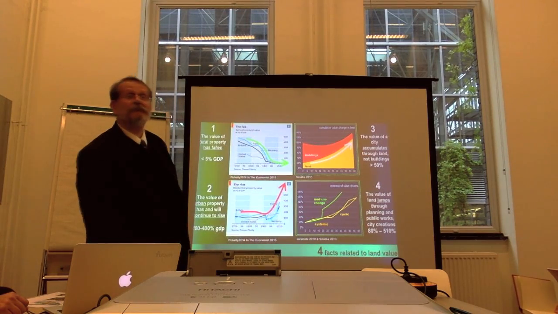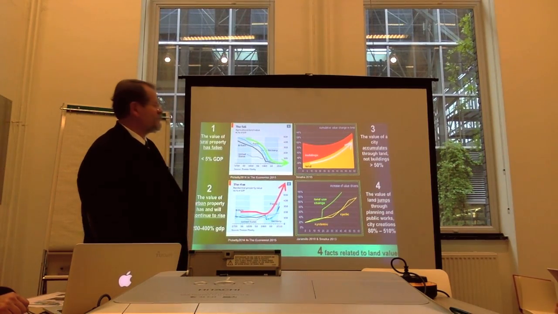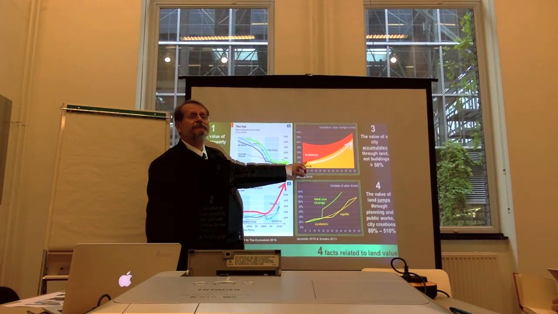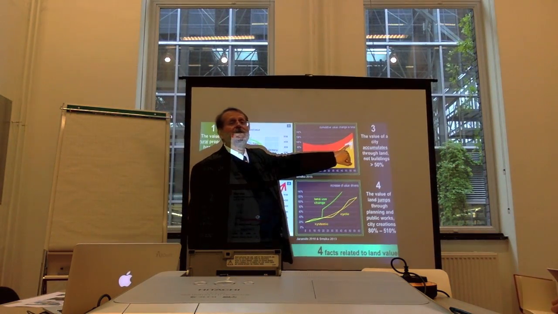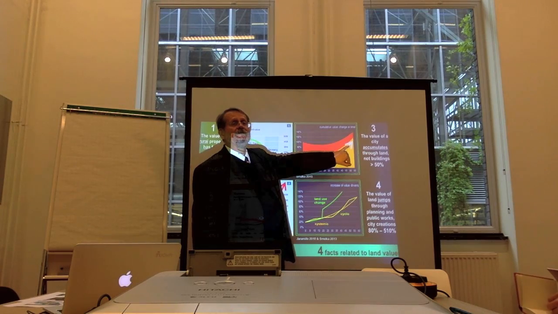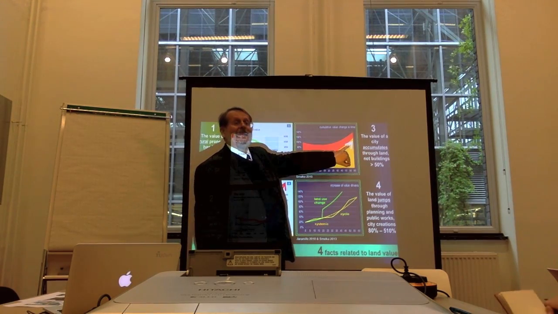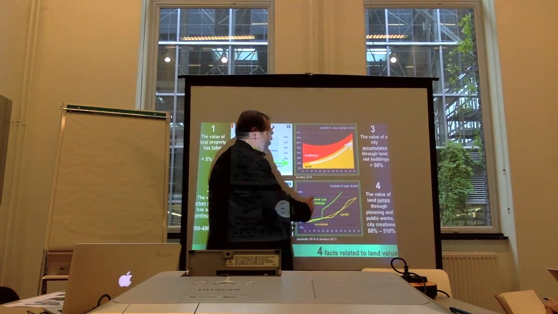So can I ask something? Yes. About the third diagram, which you showed, that when the time passes by, the value of the land has increased. Can you explain how this is related to the economical changes? I mean, the change in the economical structure in the time period and how it affects this change?